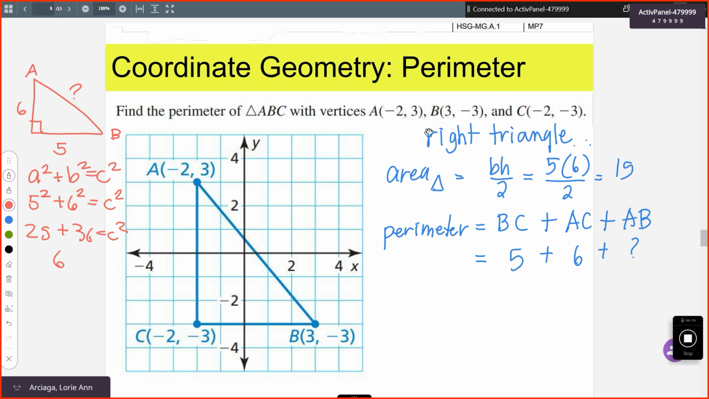Pay attention, Rylan. 61 is equal to C squared, right? Okay, so now get the square root of both sides so you get the value of C.